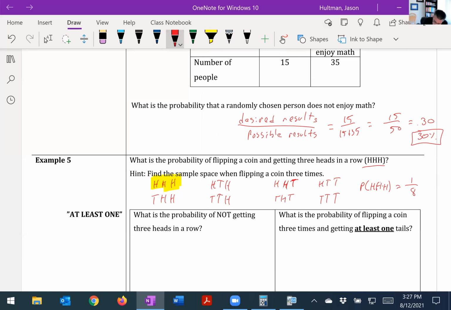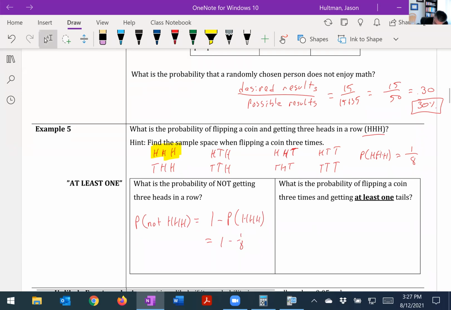Okay, so what's the probability of not getting 3 heads in a row? The probability of not 3 heads is just going to be 1 minus the probability of getting 3 heads. If I take 1 minus 1/8, so 1 minus 1/8, that's going to be 7/8.